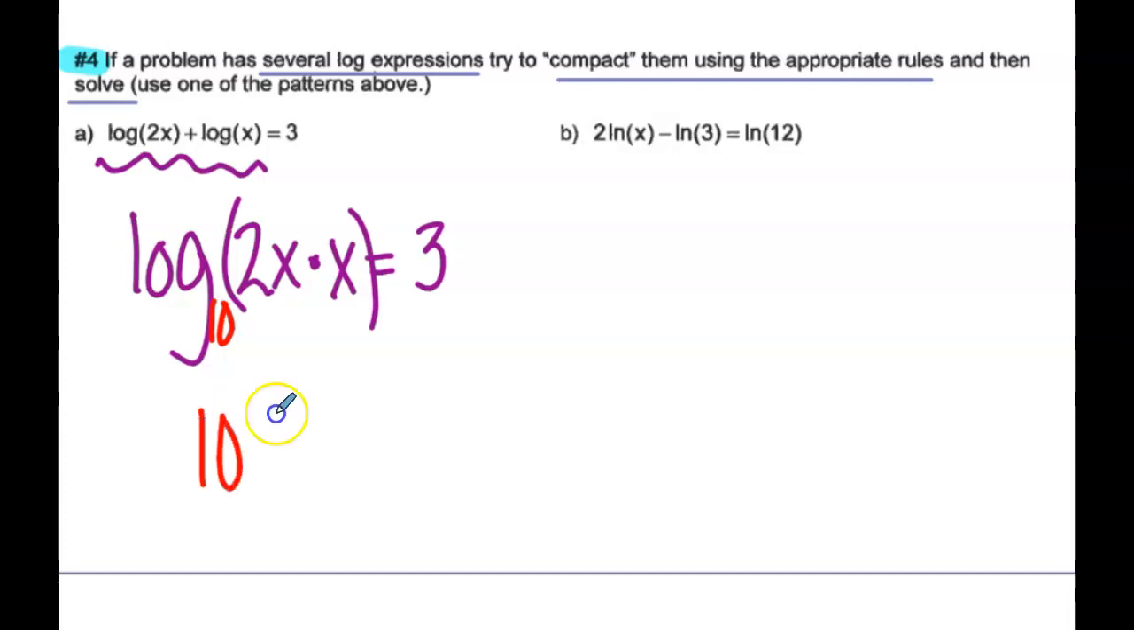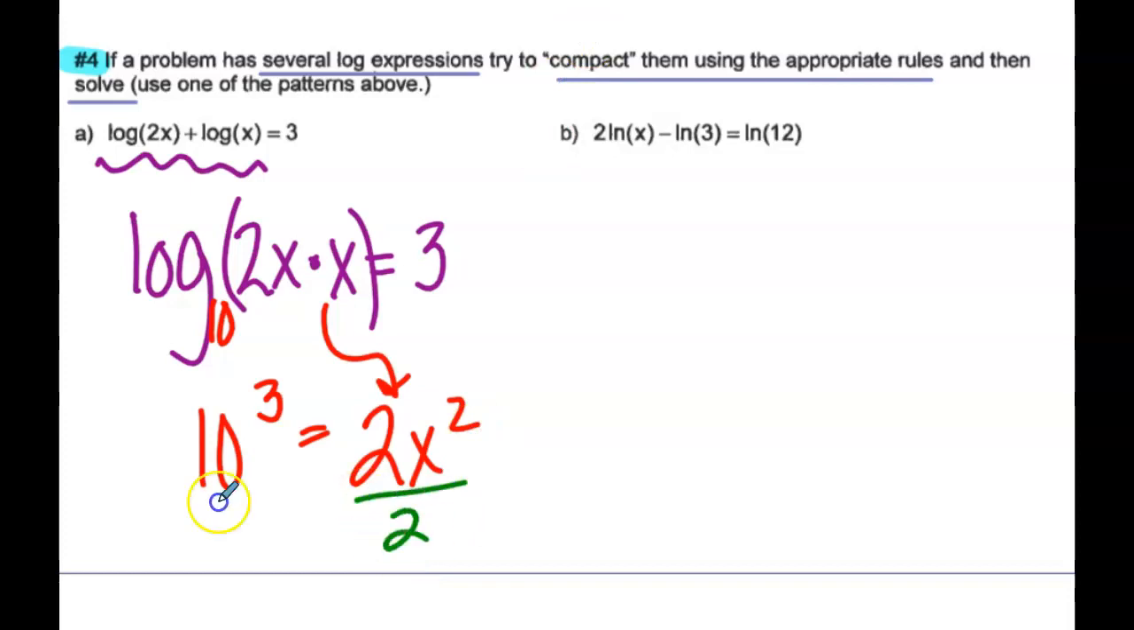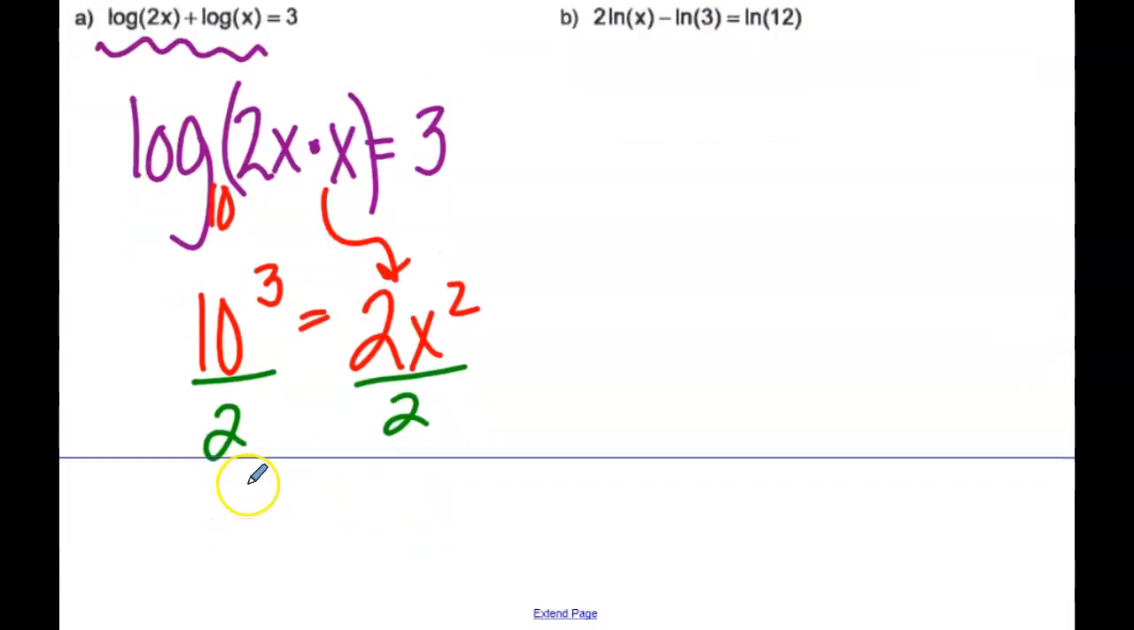So we have 10 to the power of 3 equals, now can we rewrite it as 2x squared and you'll know where that came from? Okay. What are we going to do next? We're going to divide by 2. You can figure out what 10 to the third is and then divide it by 2. I think we're going to get 500. Is that working for anybody? 10 to the third is 1,000 divided by 2. All right. Yep, it's still squared, so we have to.